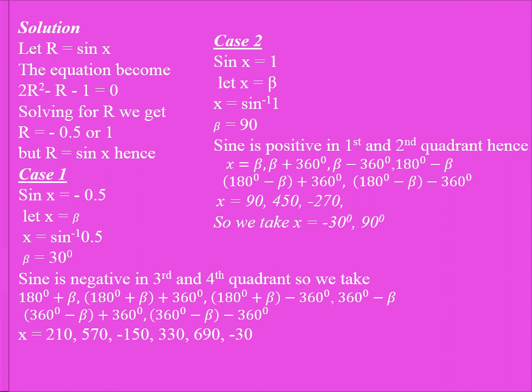For the second case, we are going to take sin x equals 1, and then we are going to take beta is sin inverse of 1, so beta is 90. Sin is positive in the first and second quadrant, so we are going to take x is beta, beta plus 360, beta minus 360, 180 minus beta, 180 minus beta plus 360, 180 minus beta minus 360. X is equivalent to 90, 450, and negative 270. Then for the range that we are given, we are going to take x as negative 30 and 90 as our solution.